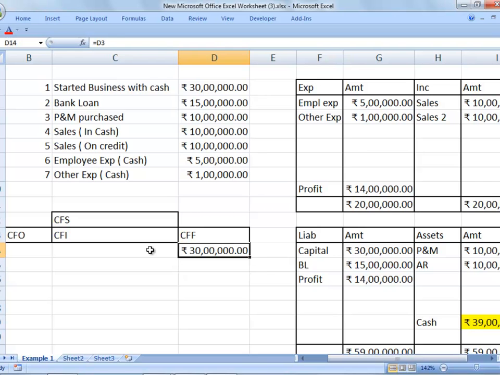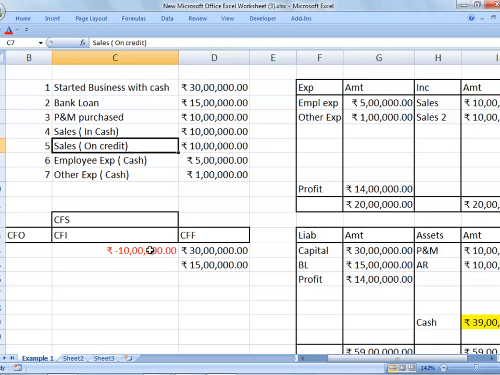Now, next is bank loan 15 lakhs. Where should I show it? Financing. So again, I am going to show this as positive number because I have received this cash. Plant and machinery purchase 10 lakhs. Where should we show it? Plant and machinery would be your investing activity. When you buy and sell assets, buy and sell equipments, buy and sell investment, all of them come into investment activities. So this is going to be negative 10 lakhs. And why is it negative? Because the cash has gone out, it's an outflow.